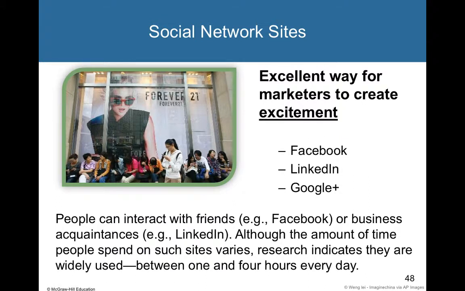This is a great way for marketers to create some excitement. We use Facebook if we want to interact with friends, or maybe use Snapchat, whatever it might be, but we use something of that nature to network with our friends. If you want to network with business acquaintances or professional folk, we probably use LinkedIn or a different service like that.